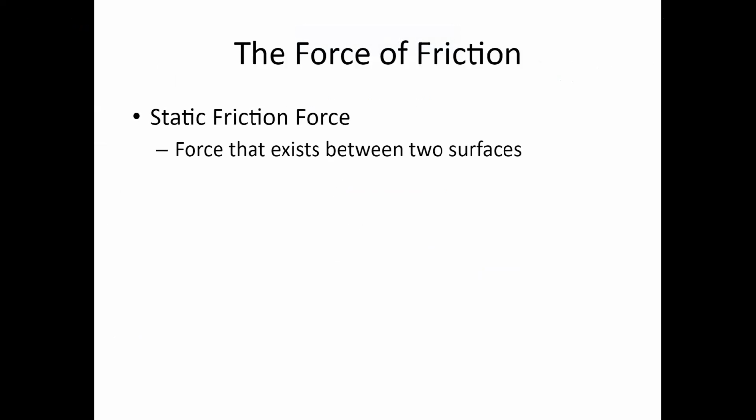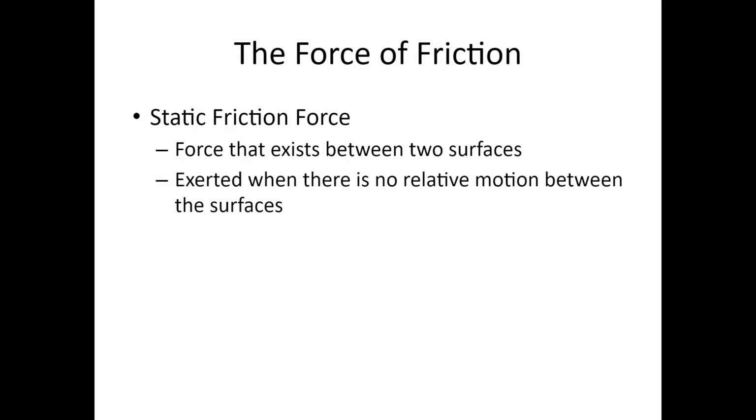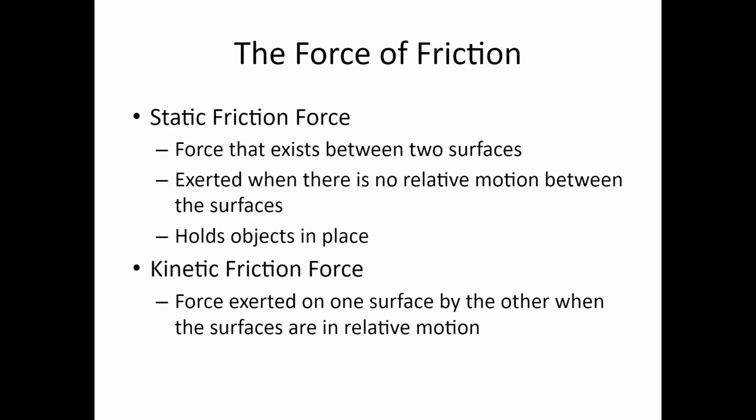The static friction force is a force that exists between two surfaces while they're not moving. That's a big note to have there. Your chair on the floor, your car parked on a hill, etc. It is friction that exists between two static surfaces, and it's exerted when there's no relative movement. Just by you standing there, there is friction between you and the ground. Otherwise, you would be sliding all over the place. It is what's going to hold objects in place.